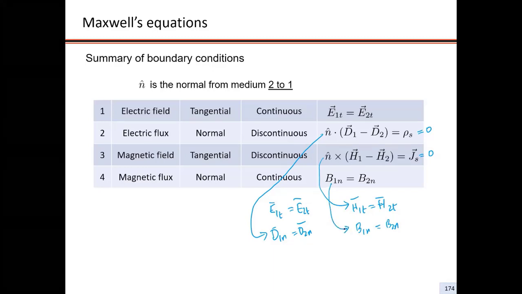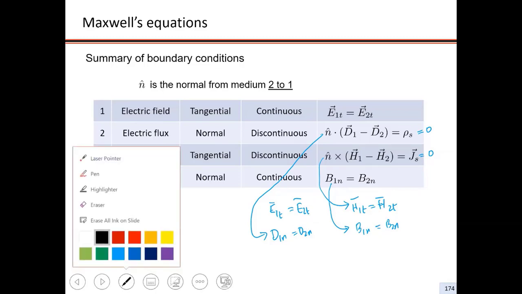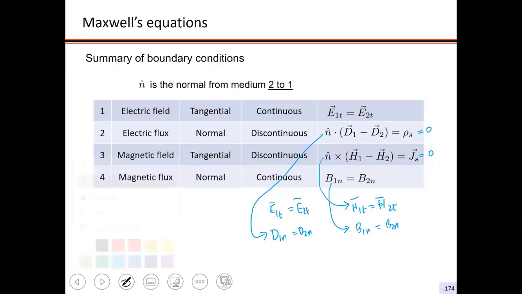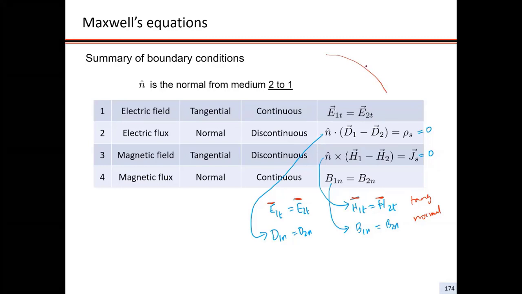Remember, the normal components are not vectors, they are just numbers. The tangential components are vectors. Tangential means along the surface. Normal means perpendicular to the surface. So if I have a surface like this, this is normal, and this guy is tangential.